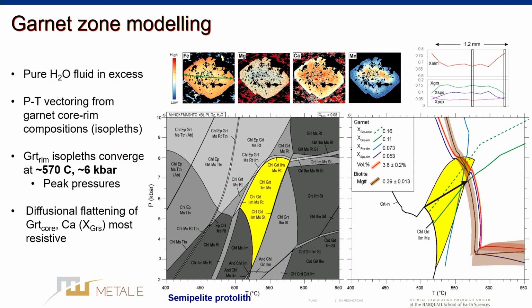So for the phase equilibrium modeling, I first used the garnet mineral chemistry and the observed assemblage, and calculated in a system that's basically all the major oxides. The point of this is to get a sense of the PT path of these rocks. This was done with isopleth crossing, and you can see that the isopleths converge here at about 570 C and 6 kilobars.